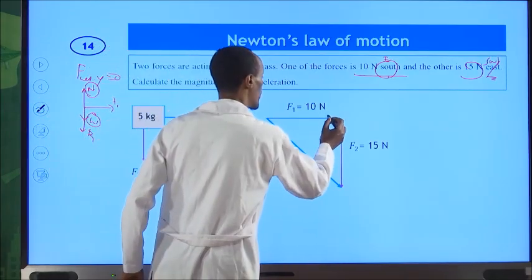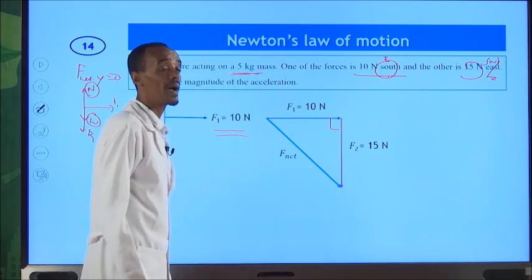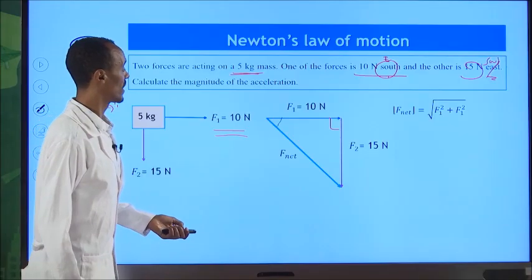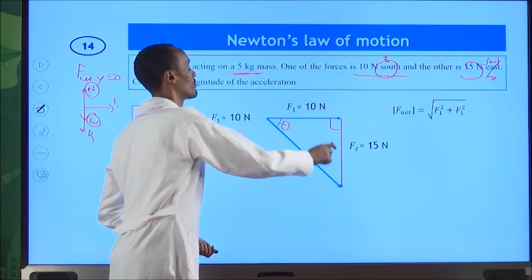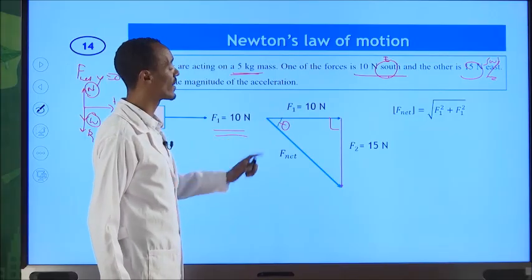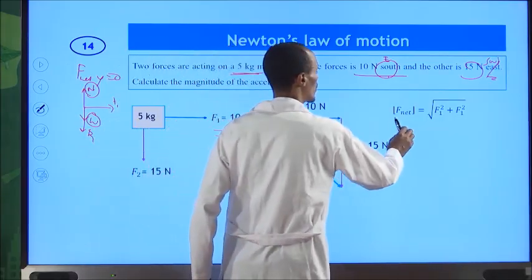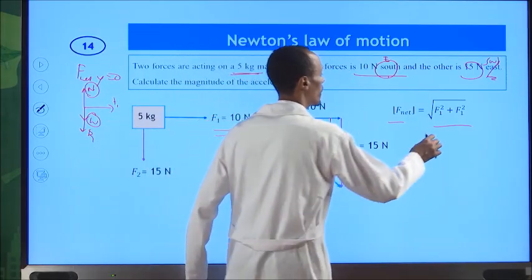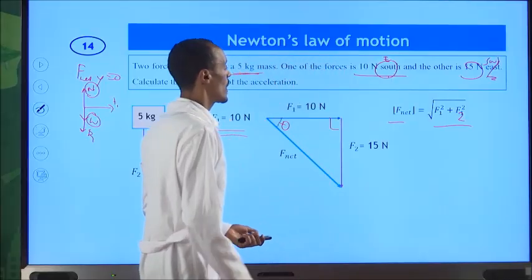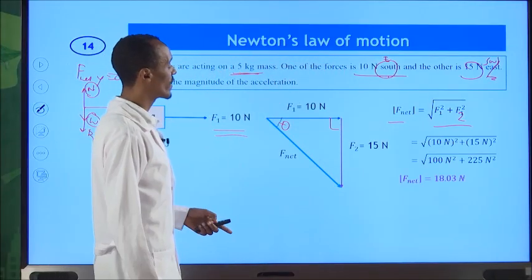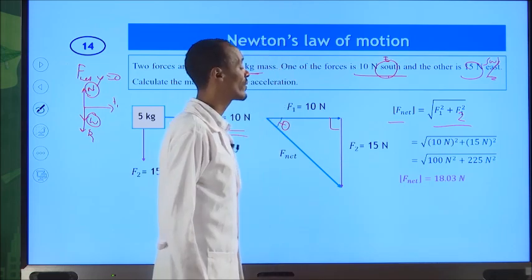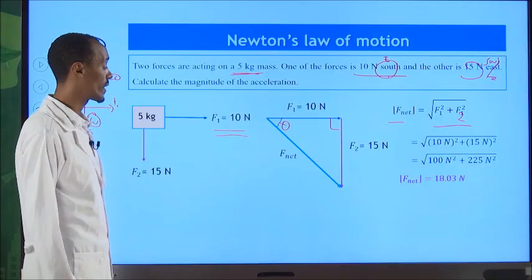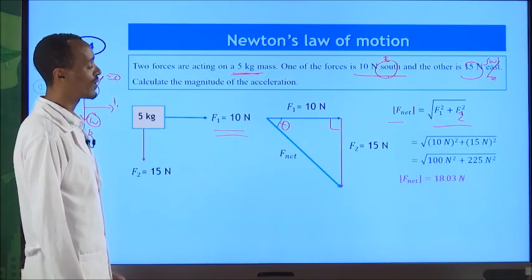Because these two are perpendicular to each other, we can use the Pythagoras theorem to calculate the magnitude of the force. So let's assume this is the angle theta between the resultant force and the horizontal force. The magnitude can be calculated by the Pythagoras theorem, which is the square root of F1 squared plus F2 squared. Substituting each of the values, one of the forces is 10 Newton and the other is 15 Newton, and finally if you calculate, it will be about 18.03 Newton. We calculated now the net force.